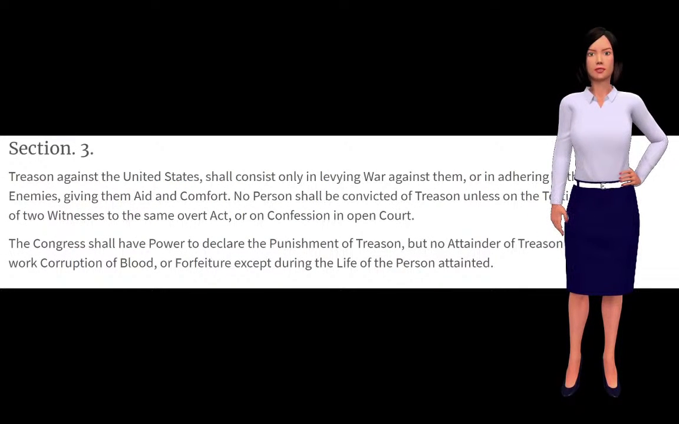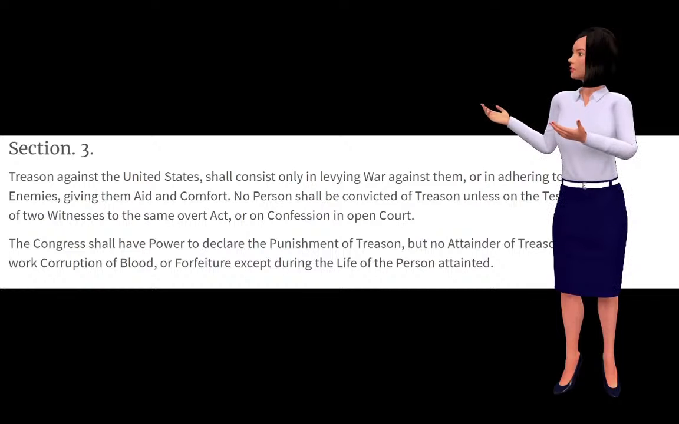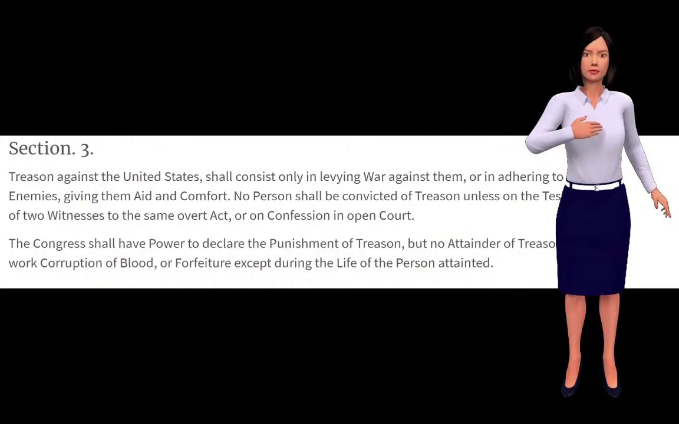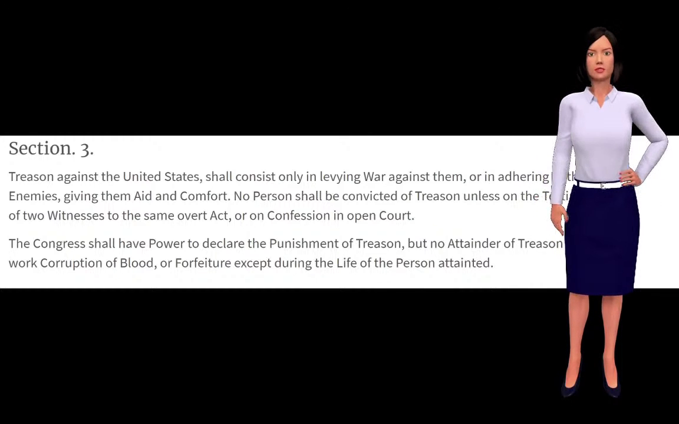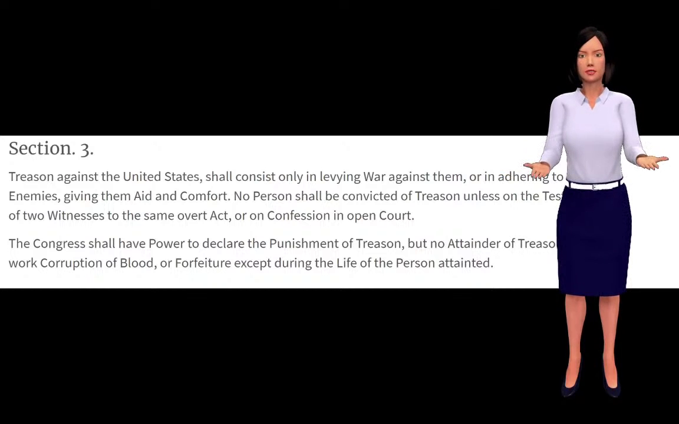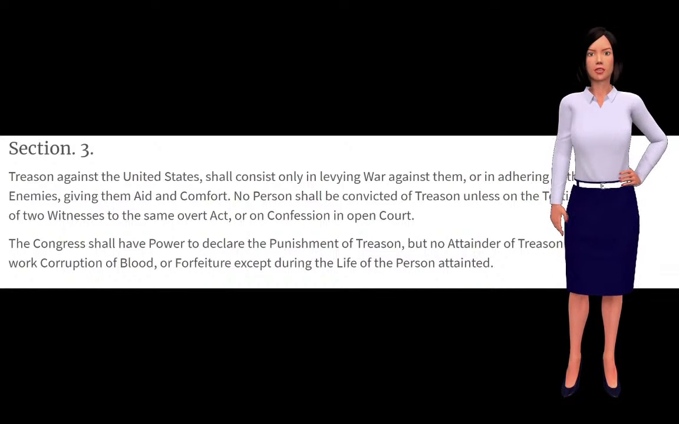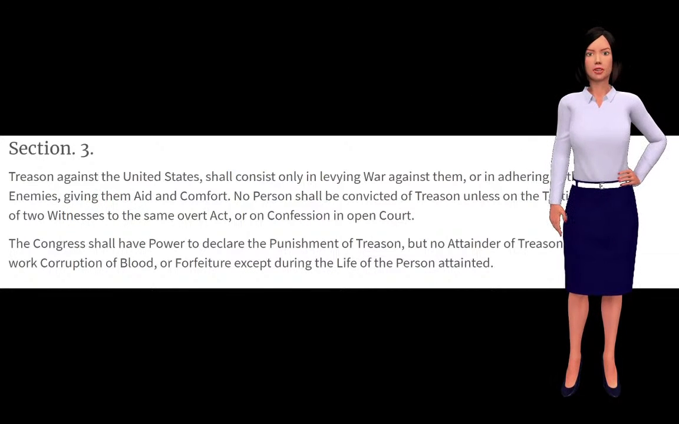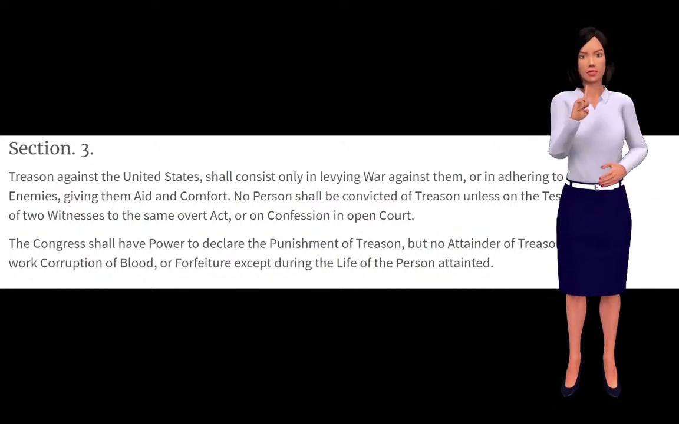Section 3 focuses on the greater offenses against the United States and the punishment. There are 2 clauses in this section. The first clause defines treason, which is warring against the United States or giving aid or comfort to the enemies of the United States. No person shall be convicted of treason unless on the testimony of 2 witnesses to the same overt act, or on confession in open court. The second clause gives Congress the power to declare the punishment of treason.